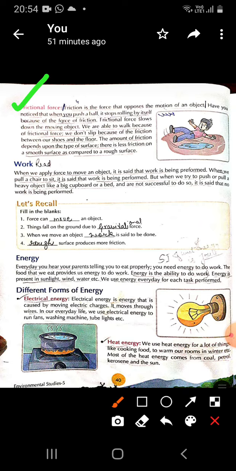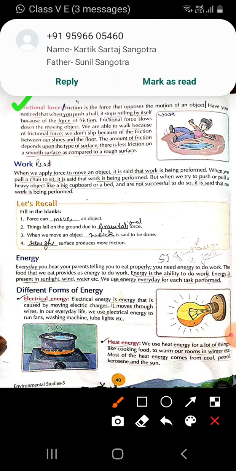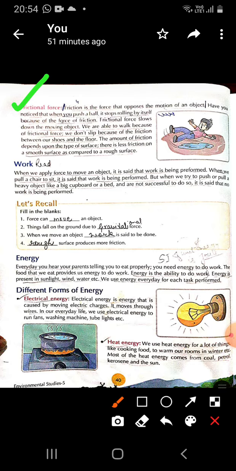We are able to walk because of the force of gravity, but also because of the frictional force. If there is no friction between the surface and our sandal, whatever you are wearing, what will happen? We will slip. In the same way, we are able to write. Why are we able to write? Because there is friction between the pen and the paper. So this force tries to oppose the motion of an object.